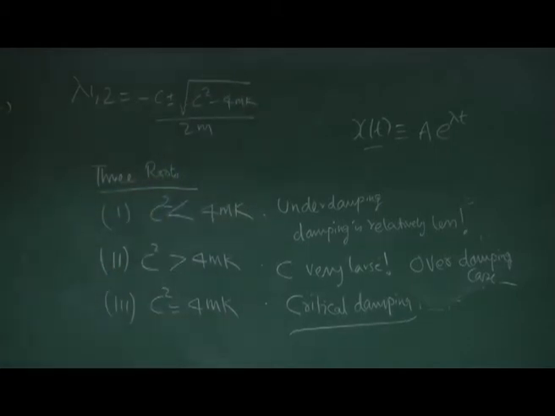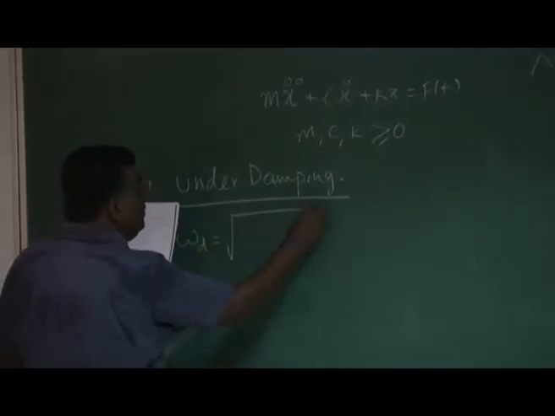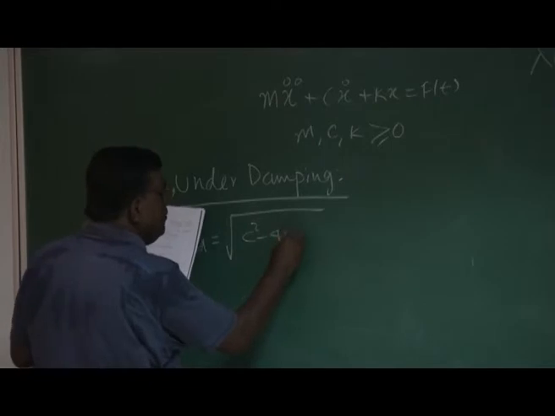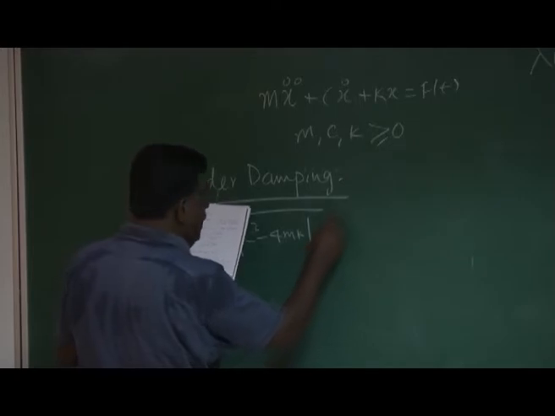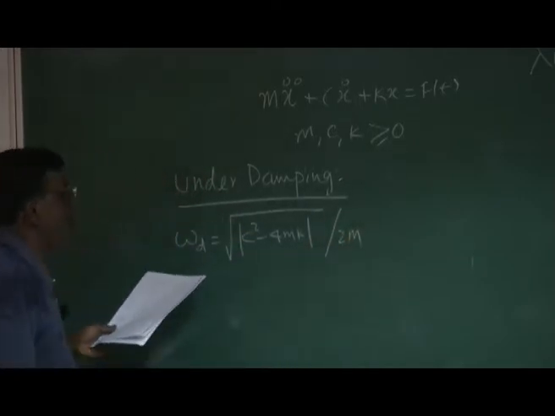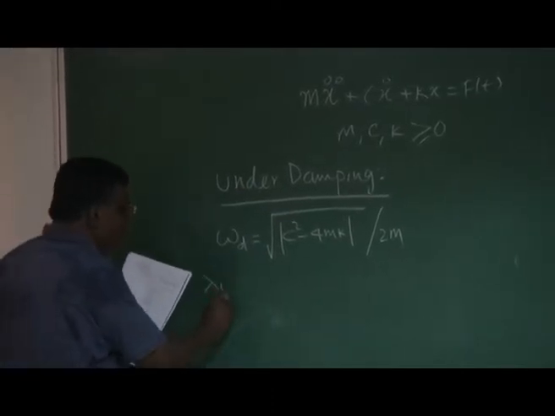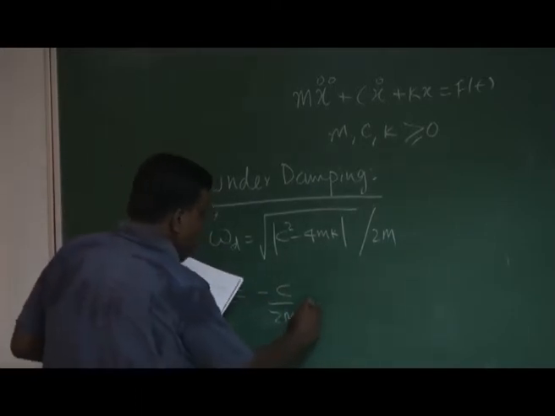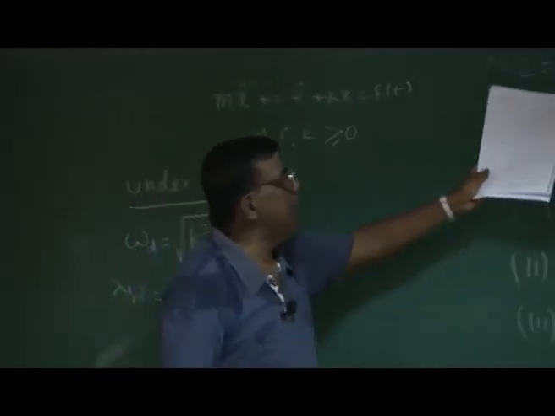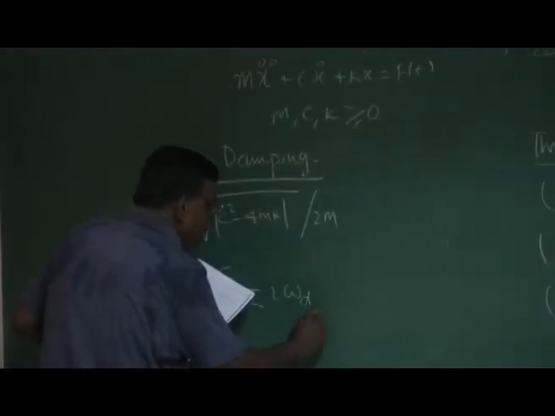The moment it's a complex number, for notation, I write omega d is equal to under root c square minus 4mk by 2m, and you will understand why I am doing this algebra. So the characteristic roots then become lambda 1, lambda 2 can easily be written as minus c by 2m plus minus i omega d, which is nothing extraordinary. I am only substituting this expression here.